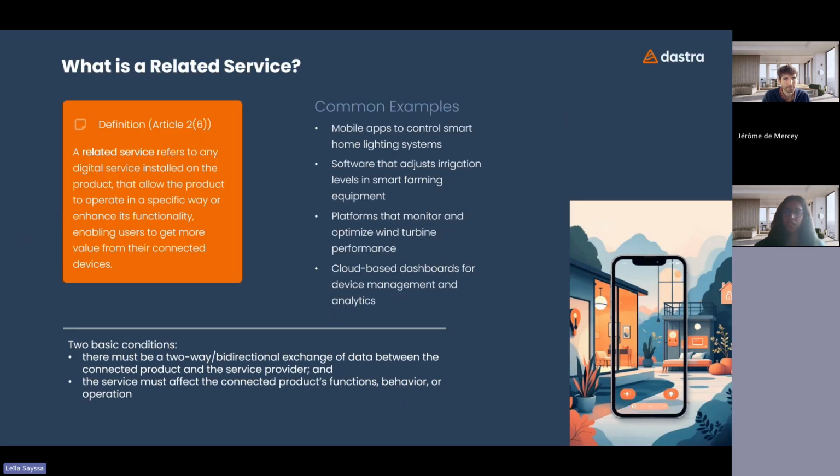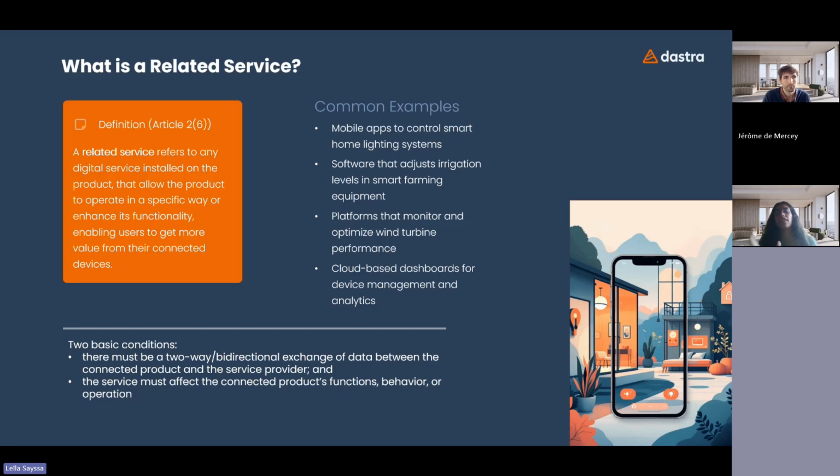And the related service. The related service is any digital service that can be installed on the product, or not necessarily on it, but that allows the product to operate in a specific way. It can enhance the functionality and enable the users to get more value. For example, a mobile app on which you can control the lighting systems of your house, a platform to monitor performance, or the application where you can see all the data of your healthcare watch. So the service has to be related to the connected product in a certain way. The relation has to exist between both.